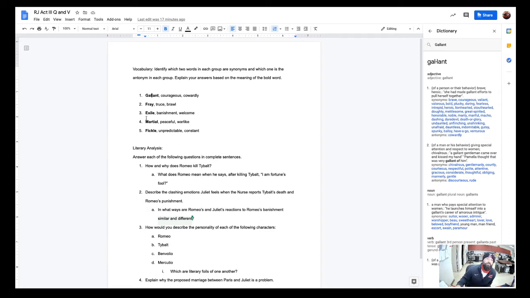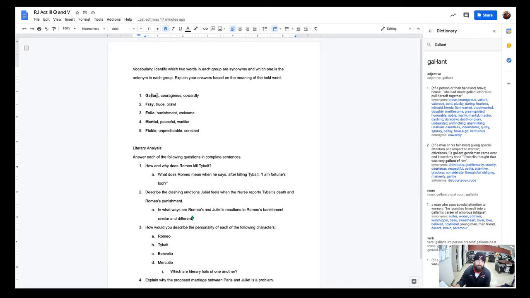The bold words are what our actual vocab words are: gallant, fray, exile, martial, and fickle. But you're not writing the definitions here. You're reading the instructions and doing this assignment. We're playing a little game called one of these things is not like the other, with synonyms and antonyms. Two of these words are going to be alike and one of them is different, and you're telling me which one is different and why.